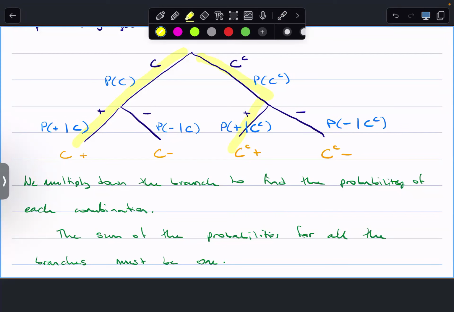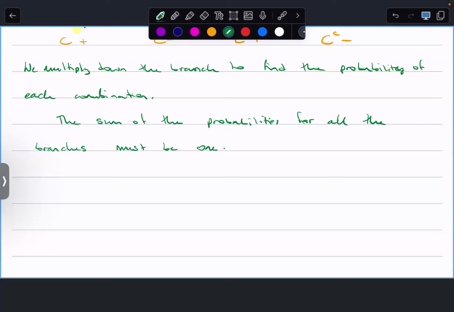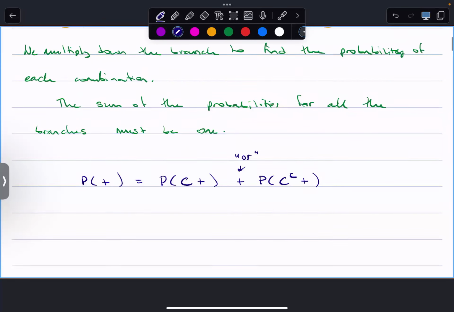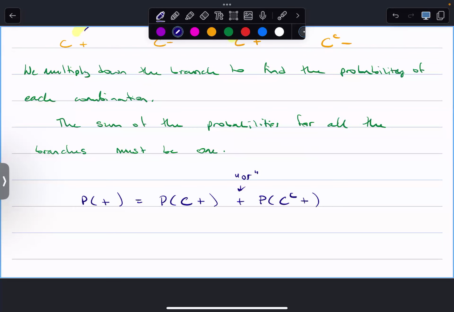And so to find the overall probability of a positive, the probability of a positive test is going to be the probability of cancer and a positive test plus the probability of not cancer and a positive test. Because when you read these and you say or, you're going to add them, right? Okay.